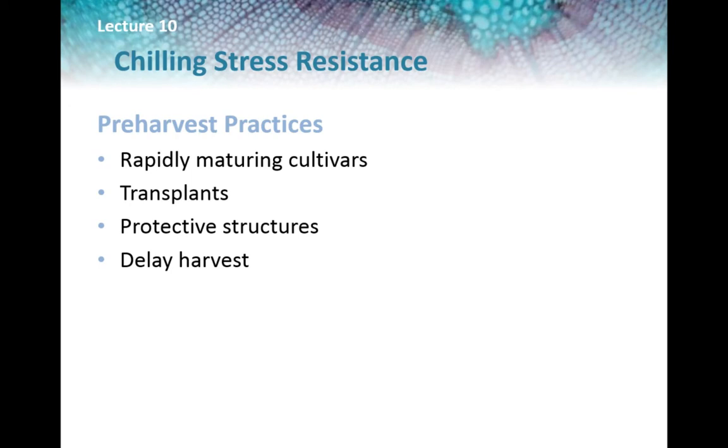Protective structures such as row covers and tunnels are used for chilling and freeze protection. The downside is the added cost of production. Delaying harvest until the crop is more mature can avoid the problem of impaired ripening following low temperature storage. This approach can also increase tolerance, since many of the ripening changes, including increased membrane unsaturation, can reduce injury.